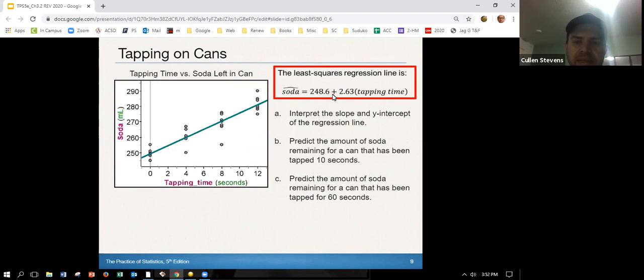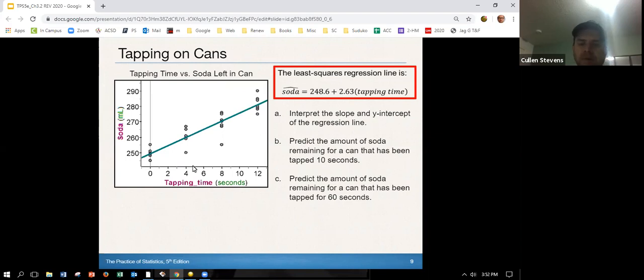You're just looking at the 2.63, right? And we can think of that as a slope, 2.63 over 1. That's how much is left in the can. We can see that from slope being the change in y over the change in x. Here y is soda, here x is tapping time, so 2.63 over 1. So on average, we would predict that there are about 2.63 additional milliliters of soda left for every additional 1 second of tapping time.